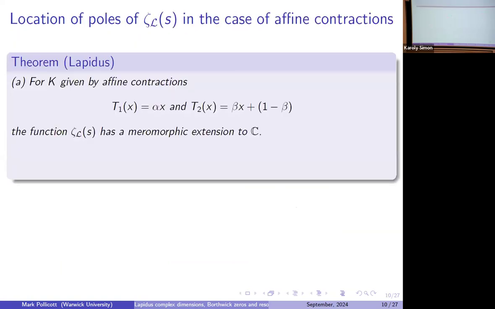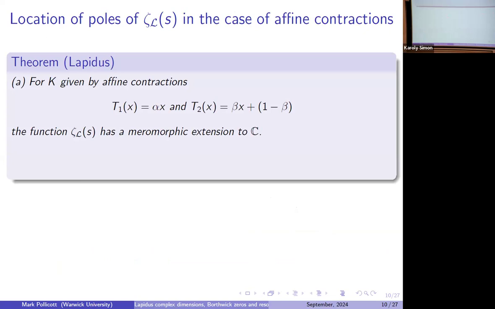But basically, they look a bit more like that, more exciting than perhaps in this particular case. Okay. And so what does Lapidus prove? Well, let's imagine that we just look at the general case where we just have these two linear affine contractions. Then the first observation is, just like in the middle third Cantor set, you still have that there is a meromorphic extension to C. Meromorphic here means it's analytic plus possibly poles.